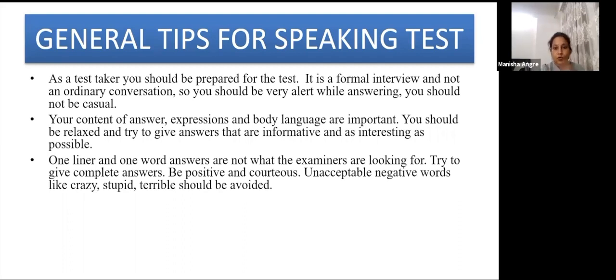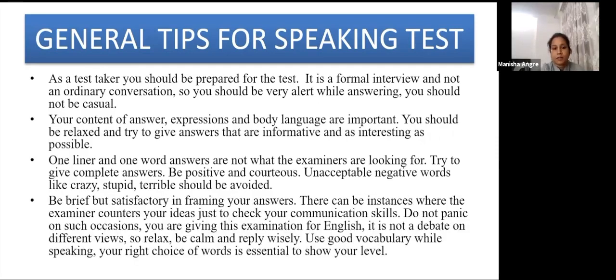No one-liners and no one-word answers. You have to be positive. Expansion of your ideas is extremely important. So that's what I was saying, that content is all about expansion. When you answer in one word or give a one-liner, it doesn't explain the idea well, and you may be very close to an 8 band or 9 band, but if you're not expanding your ideas, you may not get an 8 band or a 9 band.